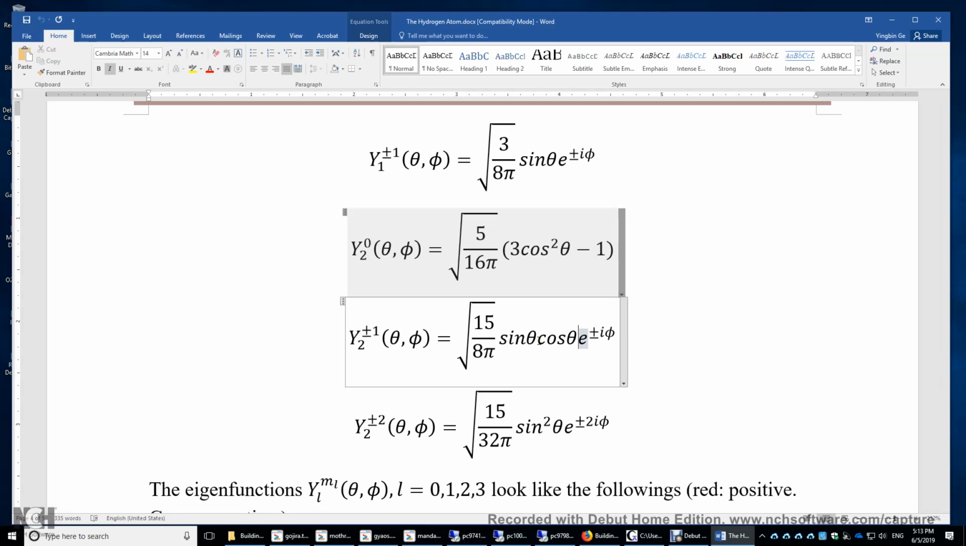So where's the z? This cosine theta is z over r, and sine theta times cosine phi is x over r. Sine theta times sine phi is y over r. So this part is actually a linear combination of xz and yz over r squared.